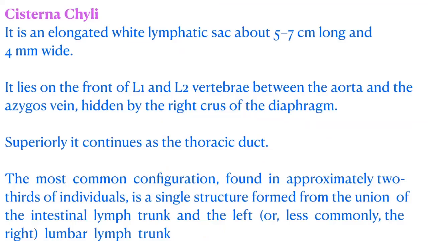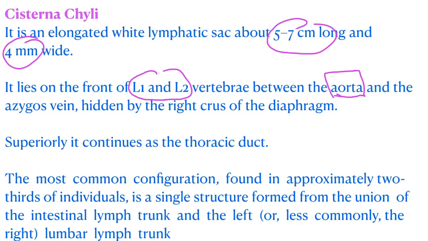It is an elongated white lymphatic sac about 5 to 7 centimeters long and 4 mm wide. It lies on the front of the L1 and L2 vertebrae between the aorta and the azygos vein, hidden by the right crus of the diaphragm. We'll see that.